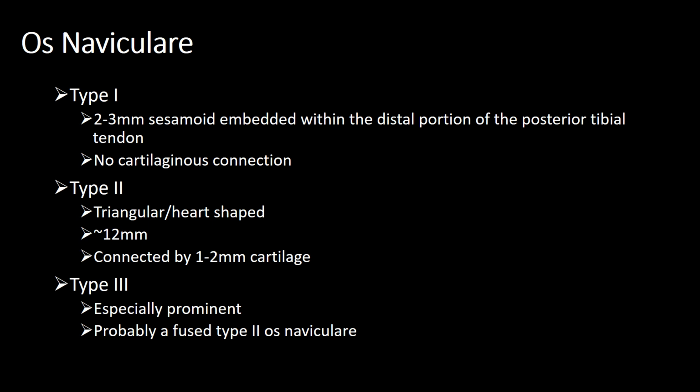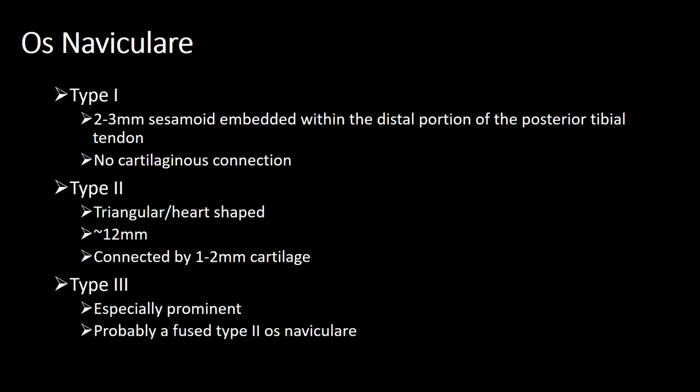Os naviculare, or it's also called os tibial externum. However, I think os naviculare is easier to remember as it's adjacent to the navicular bone. There are 3 different types, with type 1 being the smallest in size and type 3 being very prominent and probably fused to the adjacent navicular. Type 2 has a cartilaginous connection between the accessory ossicle and the navicular.